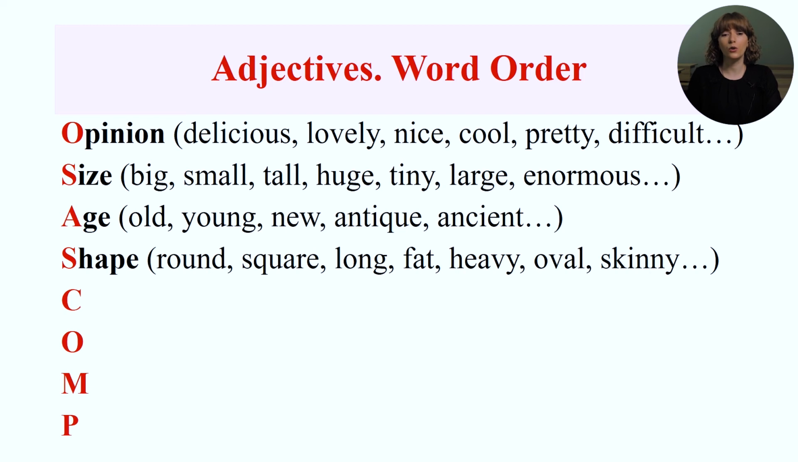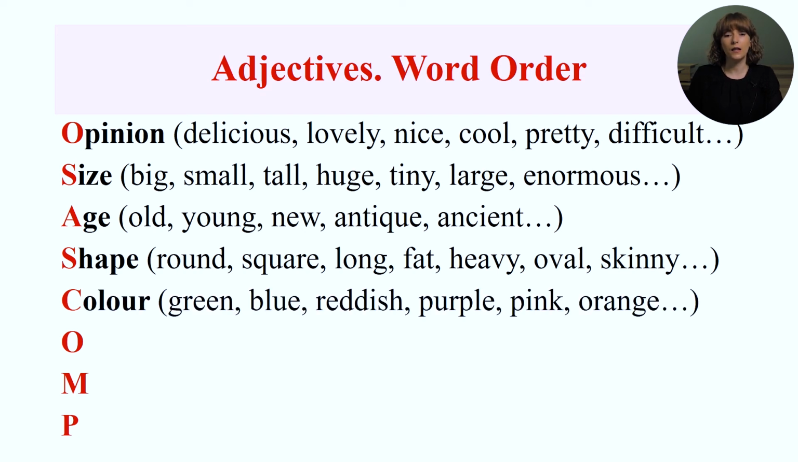Shape. Also weight and length. These adjectives tell us about the shape of something or how long or short it is. It can also refer to the weight of someone or something. Examples: round, square, long, fat, heavy, oval, skinny, straight.